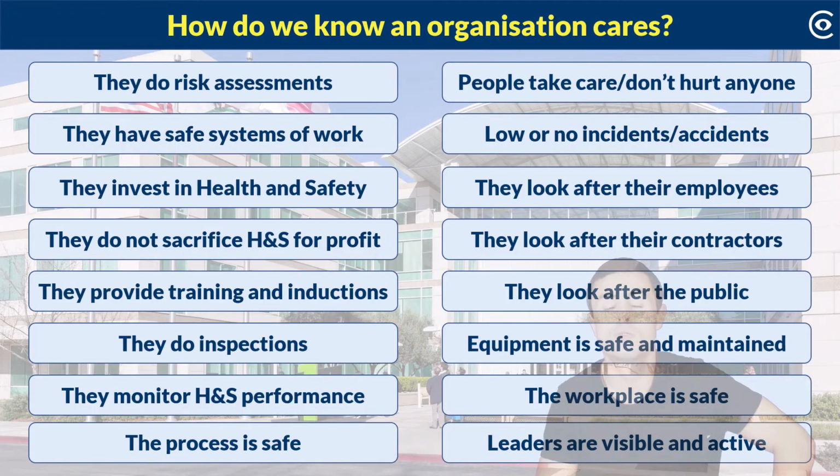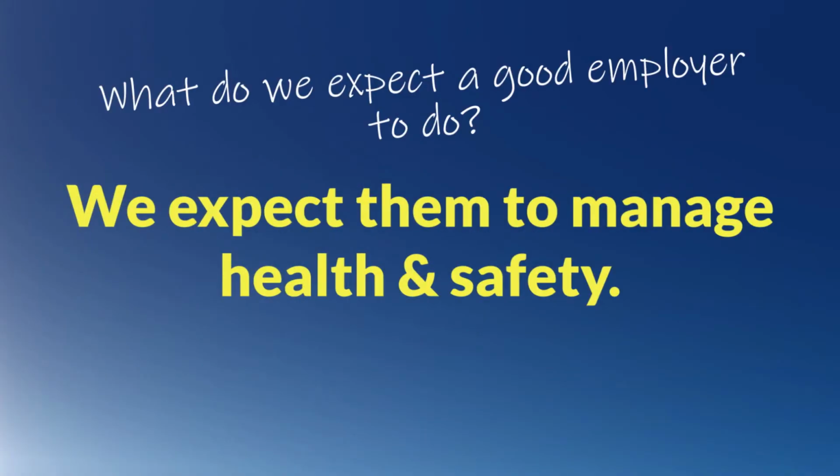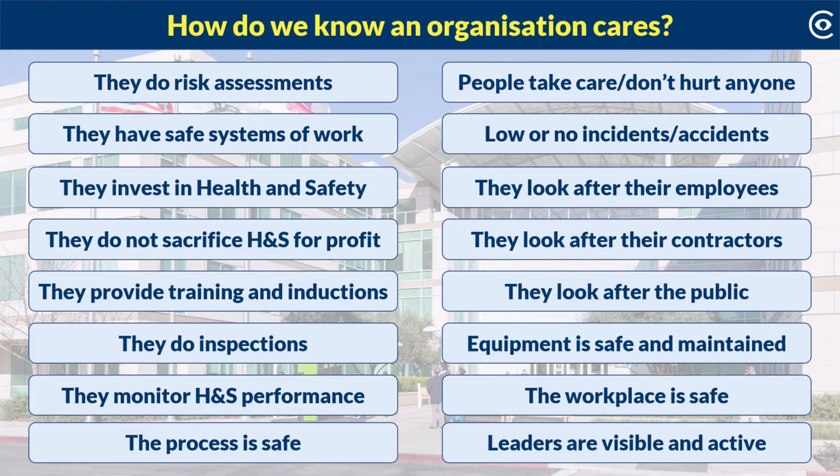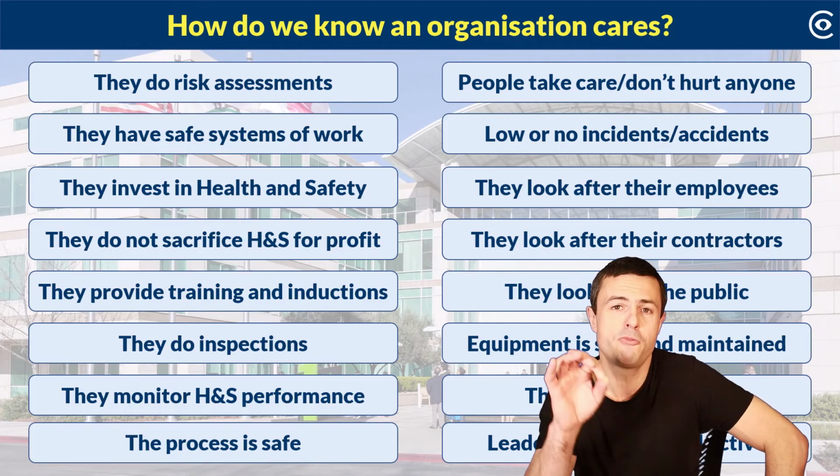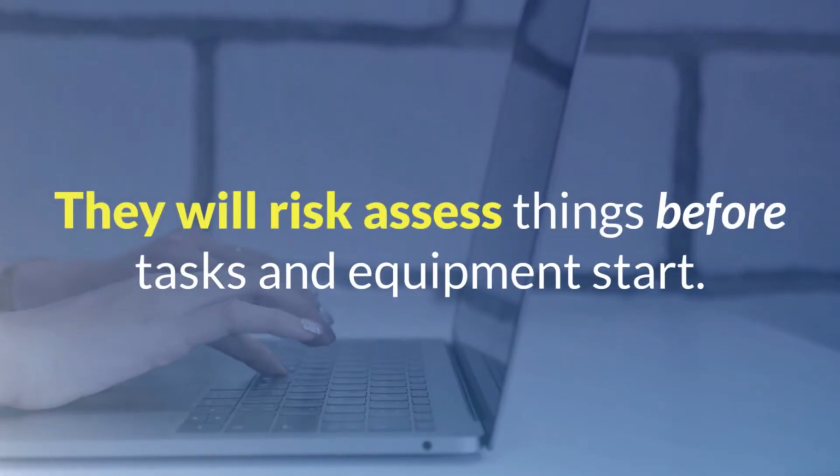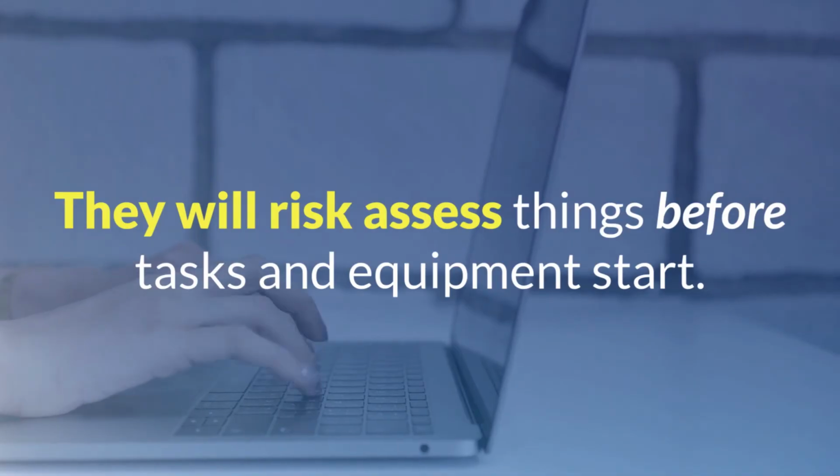So what kinds of things do we expect a good employer to do? Well, we expect them to manage health and safety. And here are some examples of things that a good ethical employer will do. So firstly, they will do risk assessments. They will risk assess things before tasks and equipment start. They won't just buy the equipment, start using it, endanger all the users, and then do the risk assessment later.